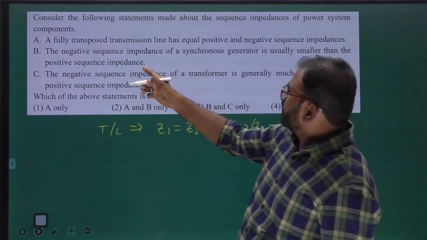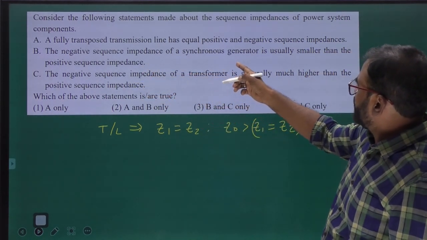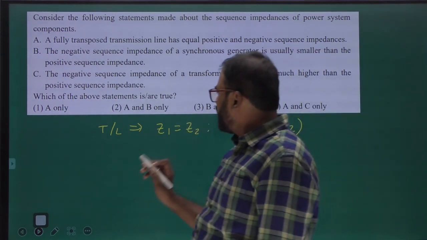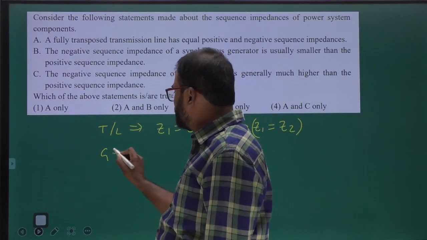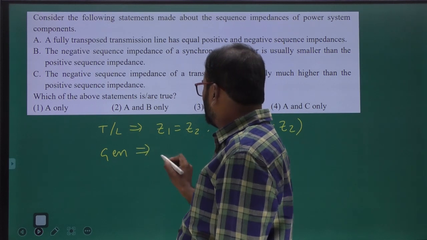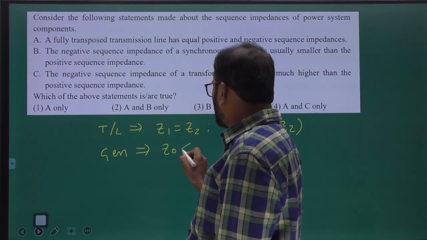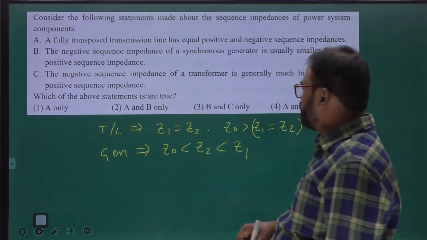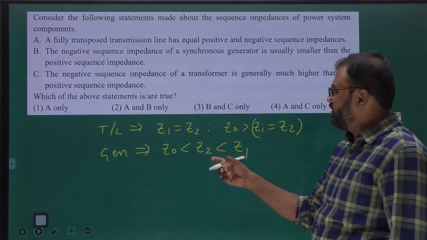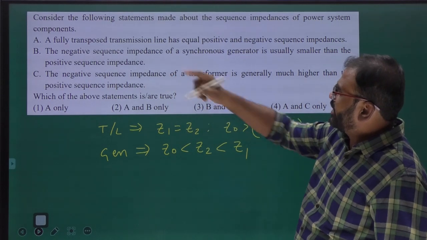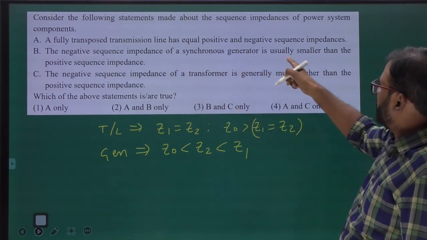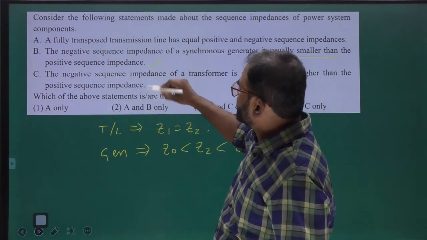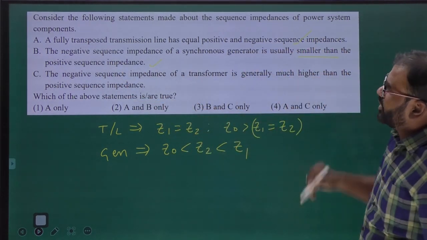And here it is asking about the negative sequence impedance of a synchronous generator being usually smaller than the positive sequence impedance. This is also true. For a generator, if you notice, the zero sequence impedance is very small, then the negative sequence impedance, then the positive sequence impedance. That means the positive sequence impedance is greater than the negative sequence impedance. The statement says the negative sequence impedance of a synchronous generator is usually smaller than the positive sequence impedance. This is also a correct statement, and the first one is also correct.